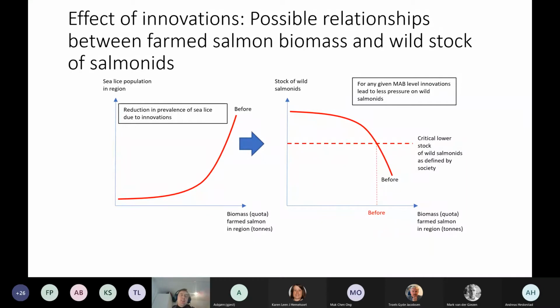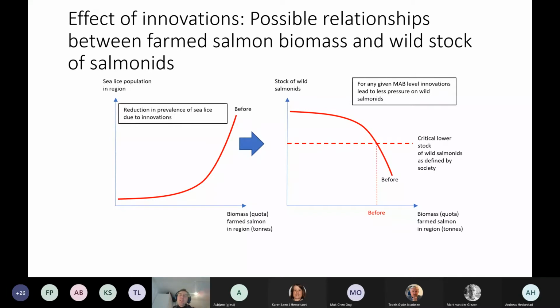What we have seen over time is that with a given technology, as you increase the biomass of farmed salmon in a region, the sea lice population tends to increase. And if this has an effect on wild salmonids, you will see a decrease in the stock of wild salmonids as the biomass of farmed salmon increases. The empirical relationship can be discussed. This is just a theoretical relationship that is depicted here.